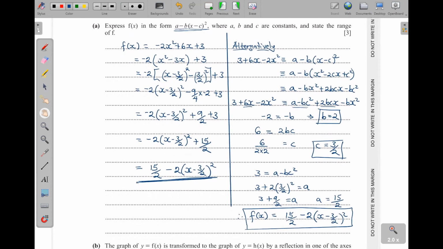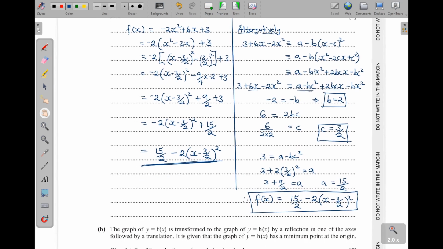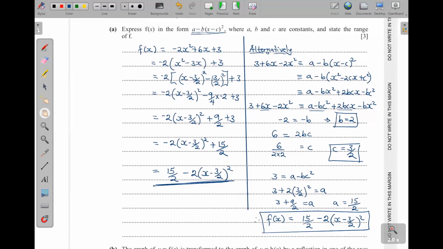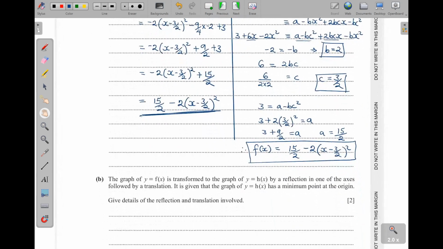State the range of f. For the range of f, we need to look at the sketch of that graph. Since the coefficient of x squared is negative, this is an N-shaped curve.